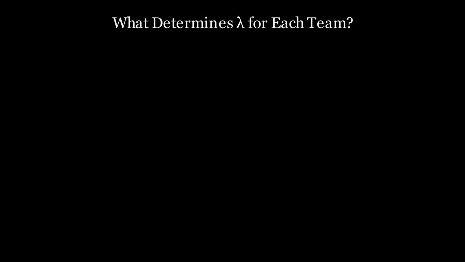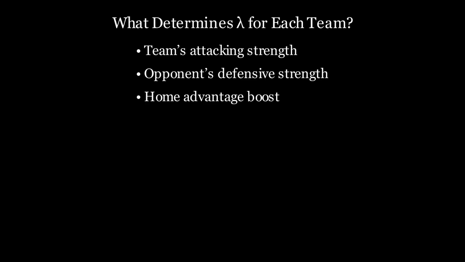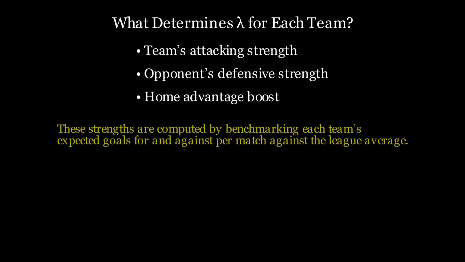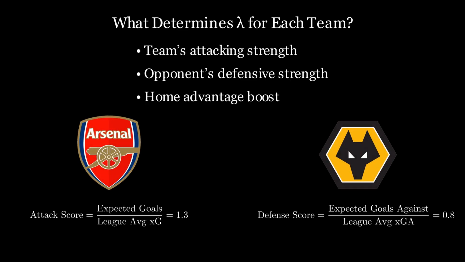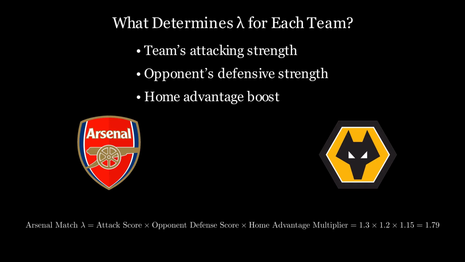So what actually determines the value of lambda, the expected goals per game for each team? Note that this value will shift from game to game, and it is a combination of a team's attacking strength, the opponent's defensive strength, and whether or not the team gets a home advantage. A team's attacking and defensive strengths are computed by benchmarking each team's expected goals for and against per match against the league average. For example, if Arsenal are playing Wolves, their strong attack combined with Wolves' weaker defense will push Arsenal's expected goals or lambda higher for that match.